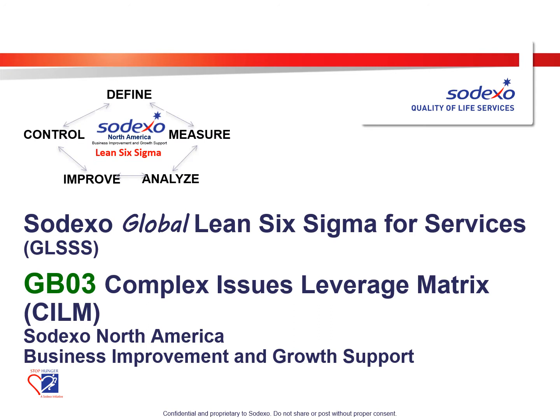This class is an introduction to the Complex Issues Leverage Matrix, the CILM. The CILM is used only after everything else fails. The CILM is used in complex situations where there are several faults and several root causes. And the CILM helps to develop solutions that are grouped into solution sets, and then one of those solution sets is chosen.